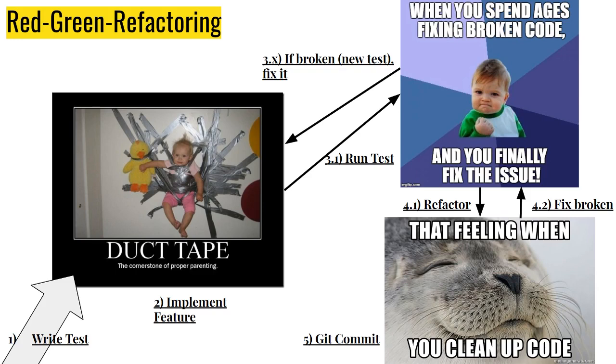And this is how TDD works. That's the flow for TDD, and it's called red-green refactoring. You first write a test, and then you implement a feature for that test. So how does your test look when you first write it?